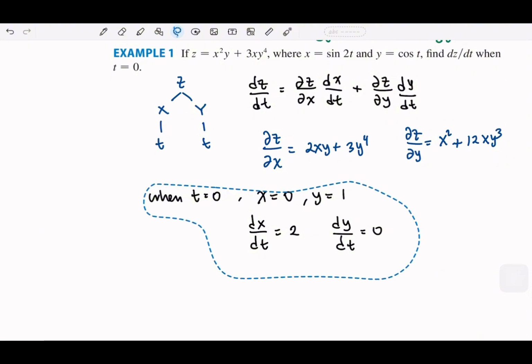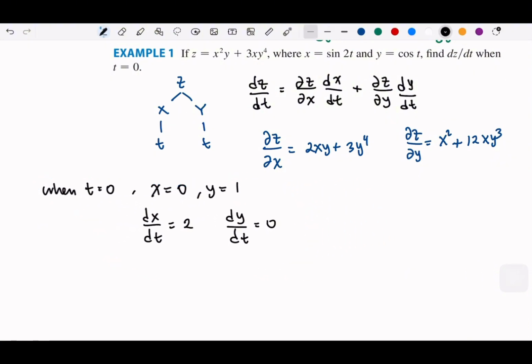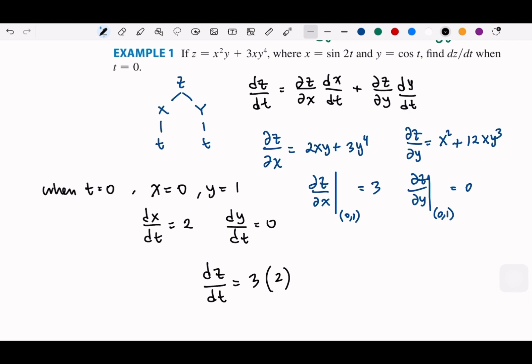Let me write up here. This will be at (0, 1). So this will be 0 plus 3, or 3. Let me just write 3. And this will be 0, right? So finally, dz/dt is 3 times 2, plus 0, or 6.